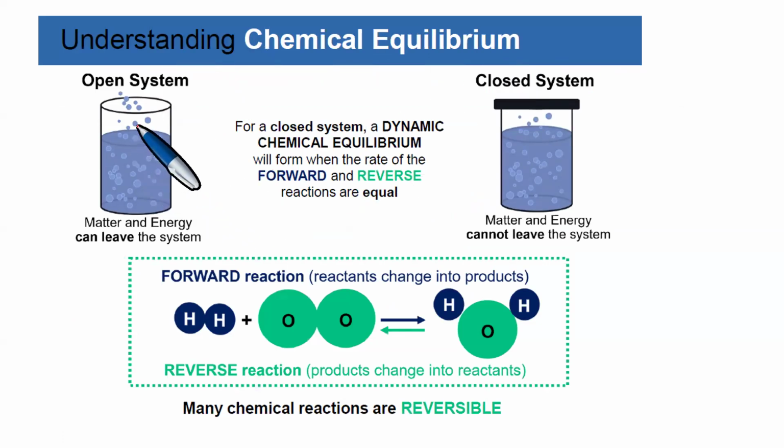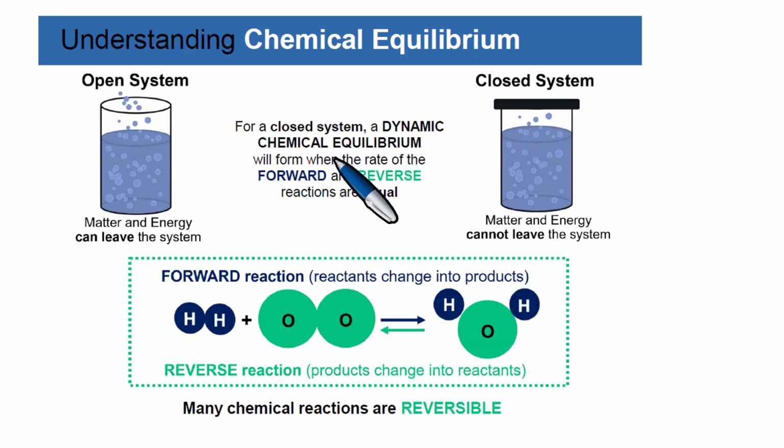To start with, we're often interested in what we call open systems and also closed systems. Now, what is an open system? In an open system, matter and energy can leave the system. But in a closed system, matter and energy cannot leave the system.